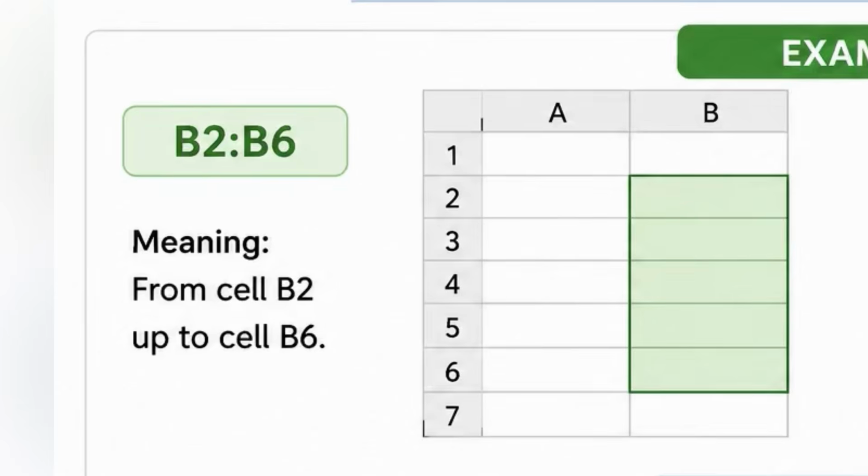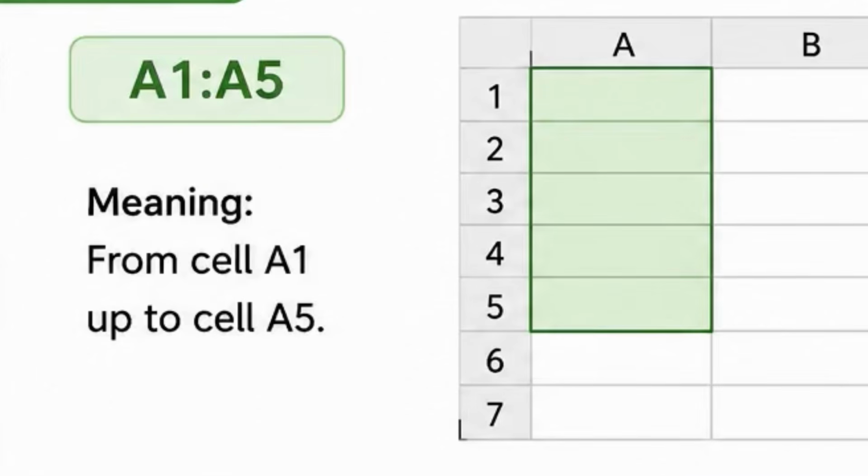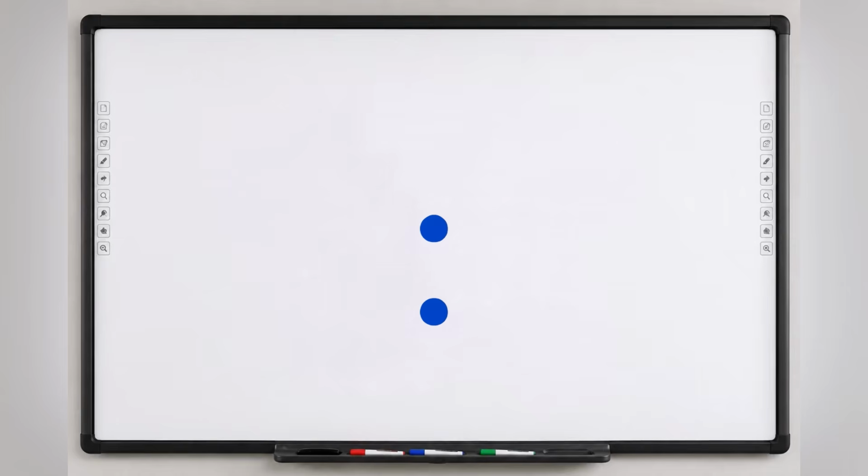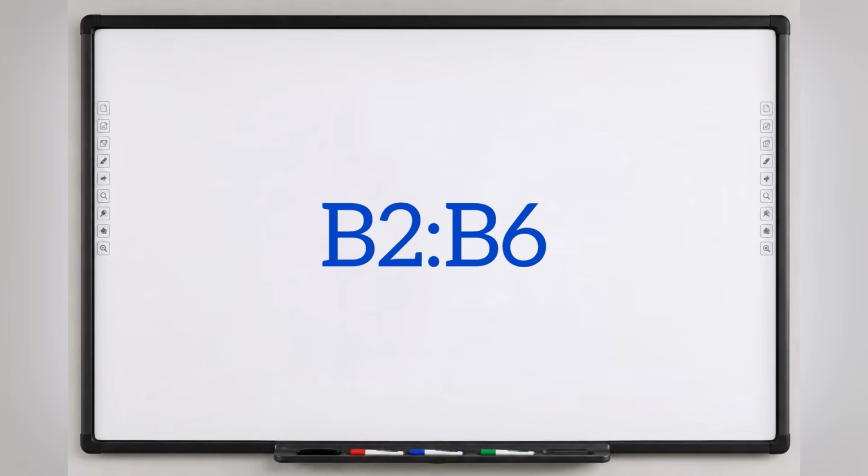Similarly, A1 colon A5 means all the cells from A1 up to A5. Whenever we want to select cells that are connected or continuous, we use a colon. For example, B2 colon B6. Now, let's look at a comma.